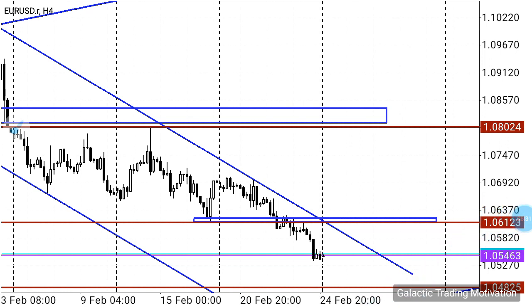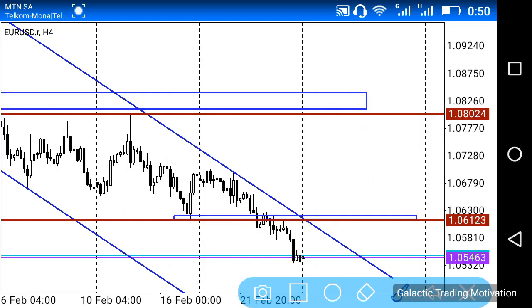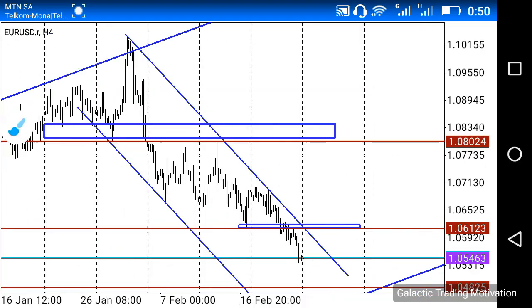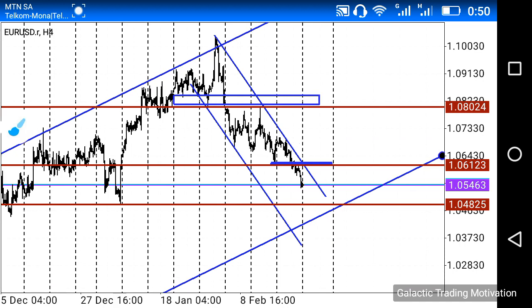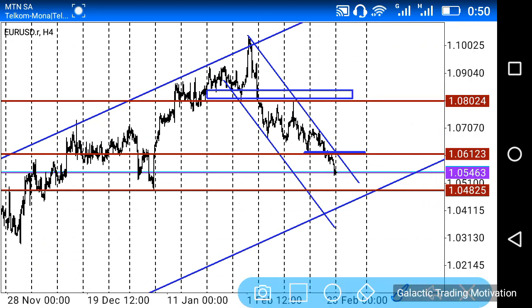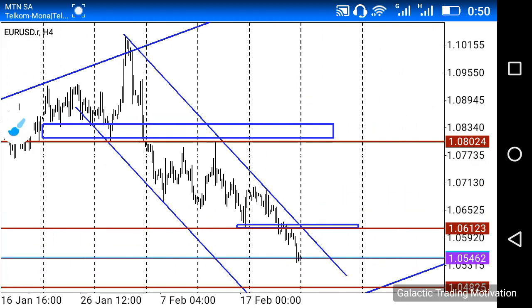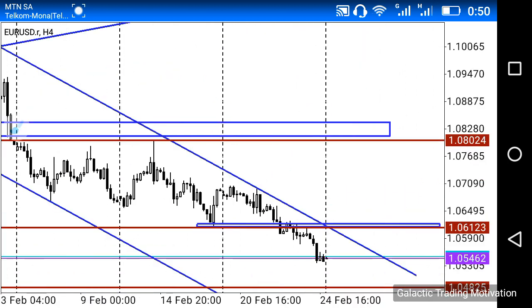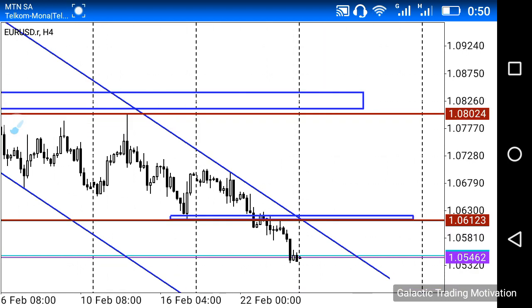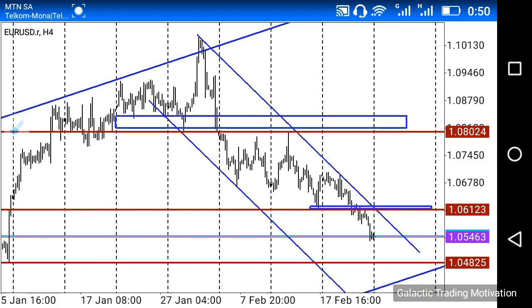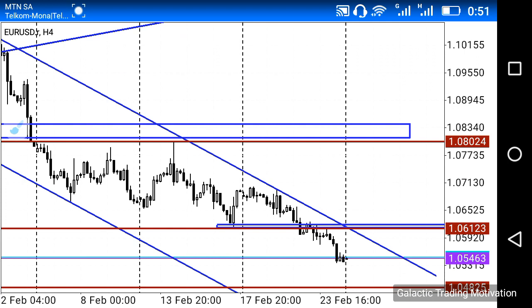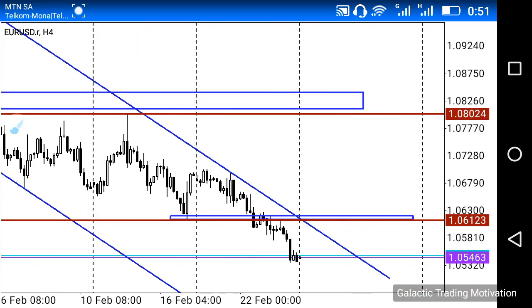Nonetheless, having said that, I would love to see price push all the way down to this level over here, guys, which is a very strong level of support, and perhaps at that point we might potentially get a reversal candlestick, right? Or a reversal of sorts, right? But as far as buying or selling opportunities at this point, I really don't see any.